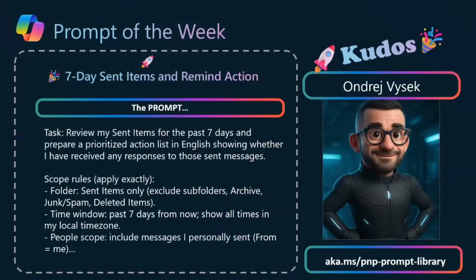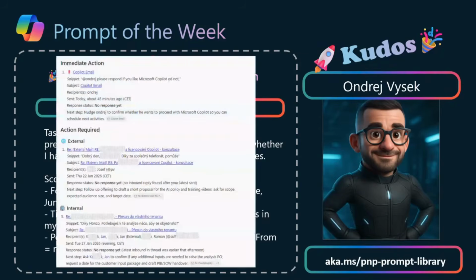Which leads us into our prompt of the week from Andre. This was actually super cool. So the task is to review the items from the past 7 days and prepare a prioritized action list in English showing whether I have received any responses from those sent messages. And then it provides some scope rules like, hey, check sent, don't check junk or spam, only use 7 days. And then it provides a really nice response back of, hey, here are things that need action or things that need immediate action. Super cool prompt. Thank you, Andre, for that submission. And you can find more and all these at aka.ms/PNP prompt library.